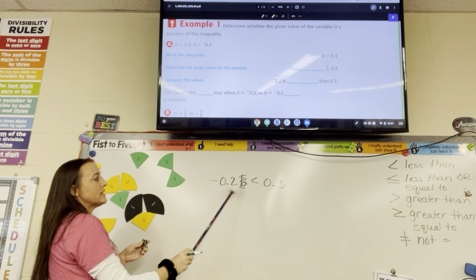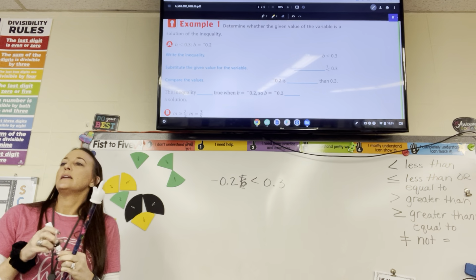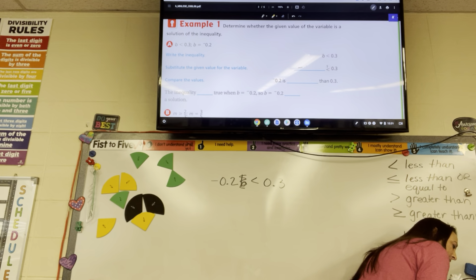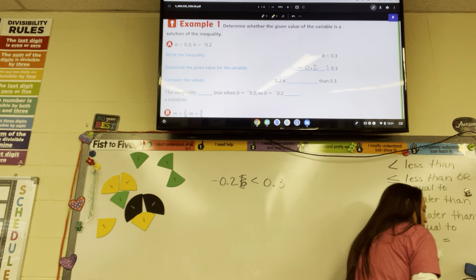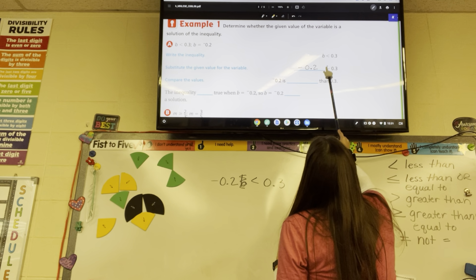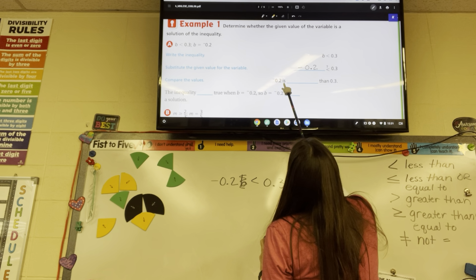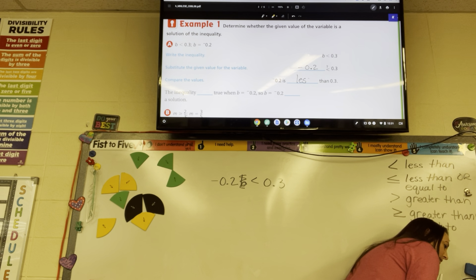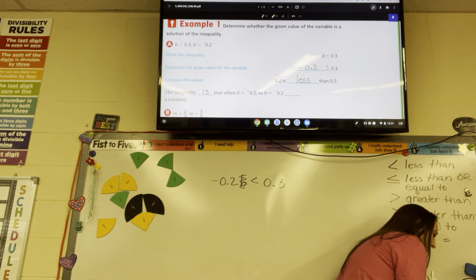Is -2/10 less than +3/10? Yes. So I'm going to plug in here -2/10. And that question mark indicates we're checking it. And -2/10 is less than 3/10. The inequality is true when B equals -2/10. So B equals -2/10 is a solution.